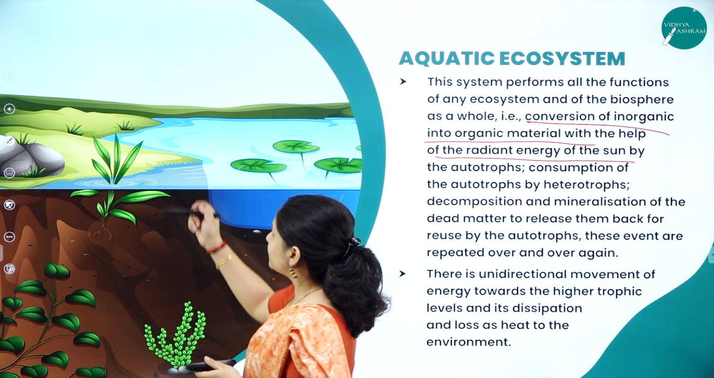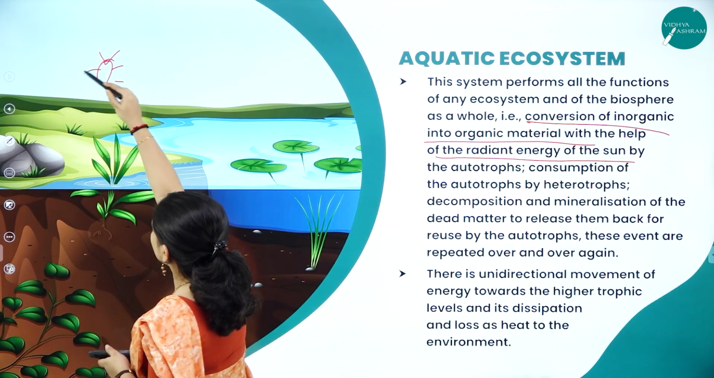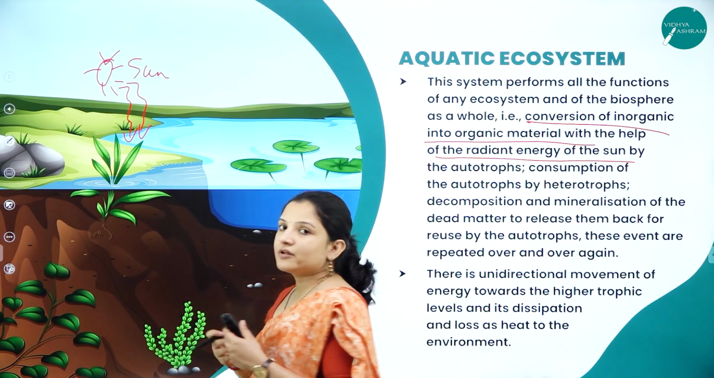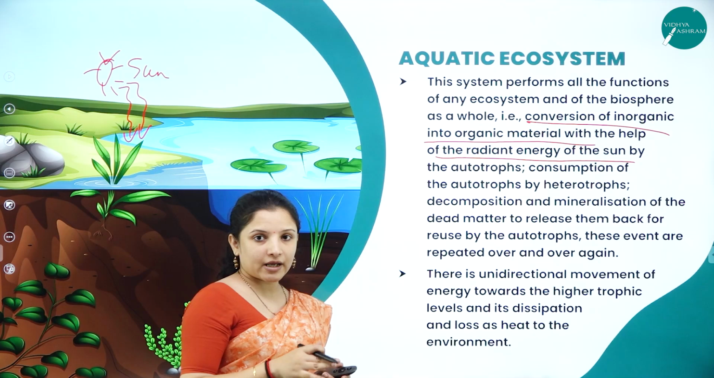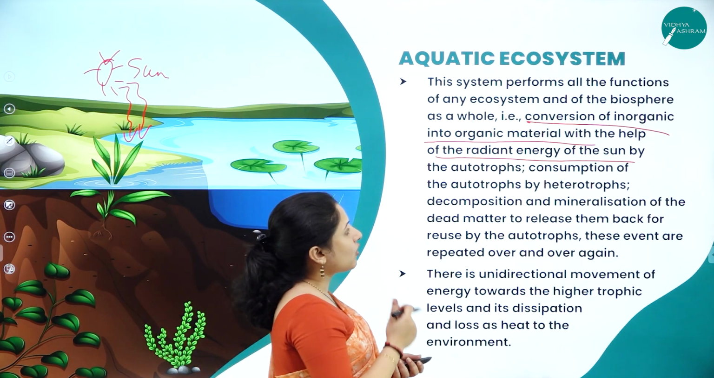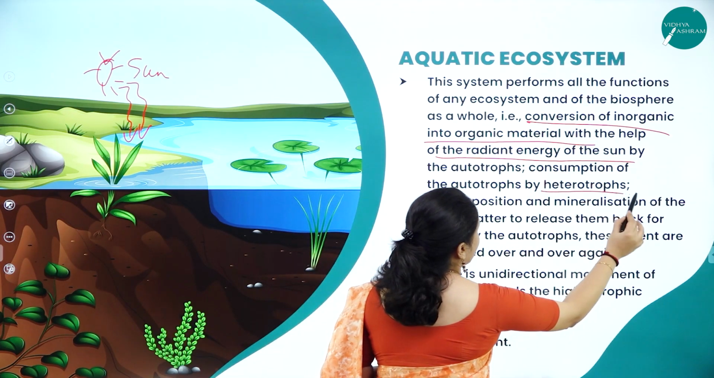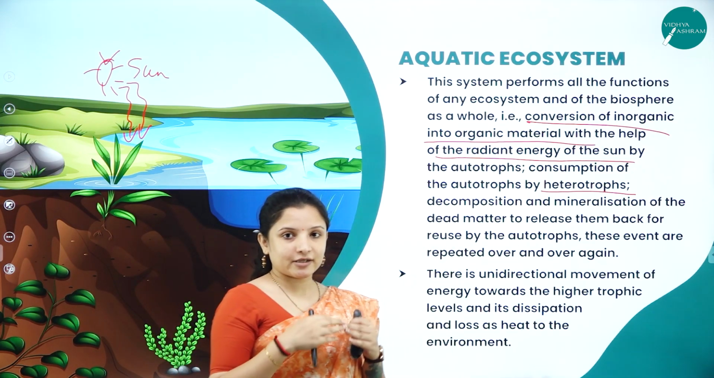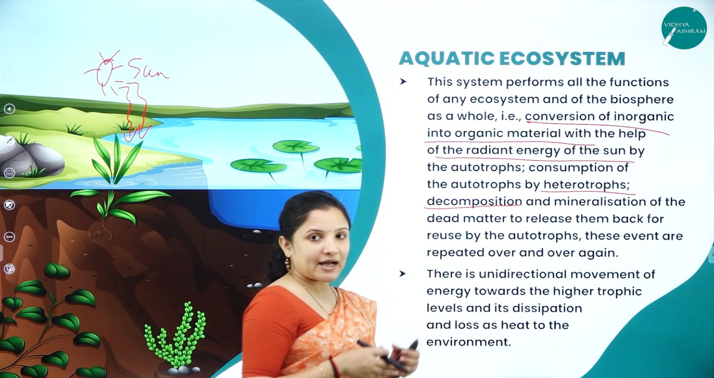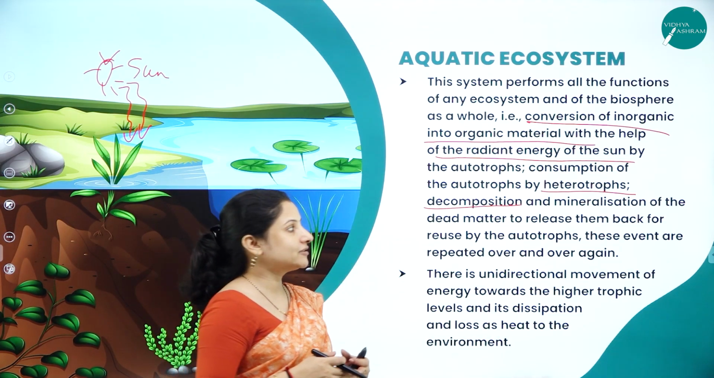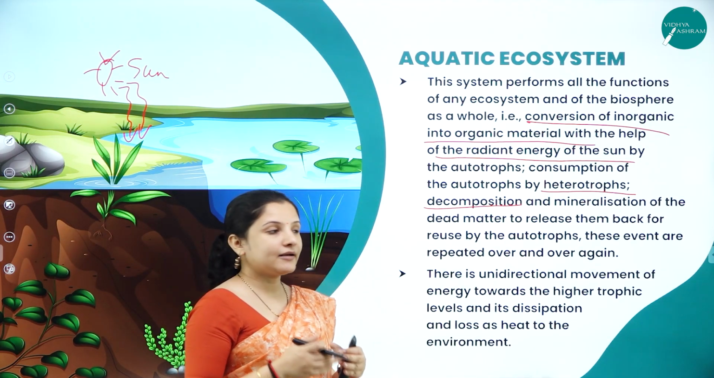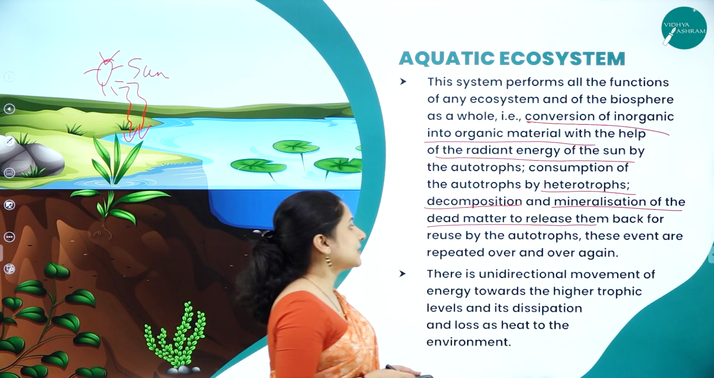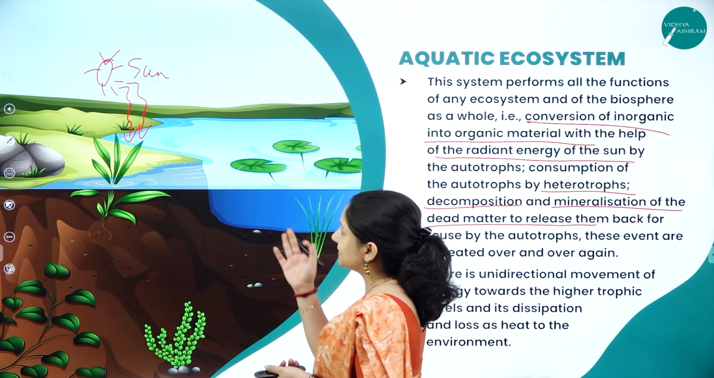What happens? From the sun's rays, the plant will receive the energy, they will photosynthesize, and they will convert the inorganic components into organic components. These organic components will enter into the heterotrophs when the heterotrophs feed on these plants. And next, when these heterotrophs decompose, that is when they die and decay, a process called decomposition, they add minerals and dead matter to the soil. They help in mineralization of the dead matter to release them back. So that is what happens. So in an easy way we can learn here.